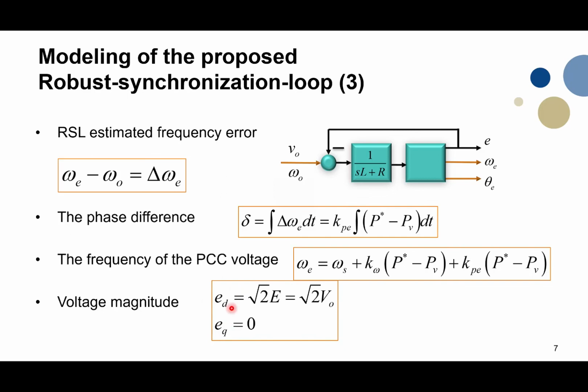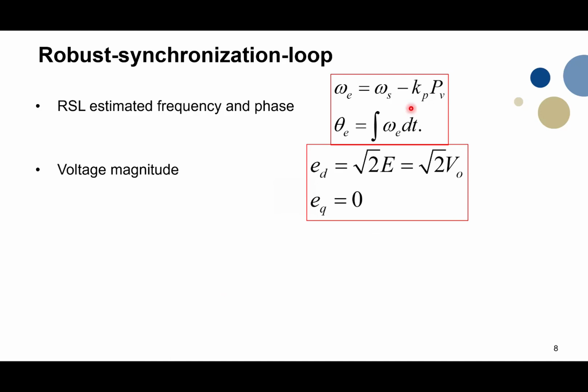What we do, we set in the DQ domain, DQ frame, the magnitude of this RSL, which is the magnitude of this PCC voltage, and we put the Q-axis voltage directly to 0. So now we have the frequency, estimated frequency, and the estimated voltage magnitude. Now we inserted both of them. That gives us this equation. One is for the frequency of the estimated voltage, and the phase of the estimated voltage. We also got the voltage magnitude, which we set equal to the magnitude of the PCC.